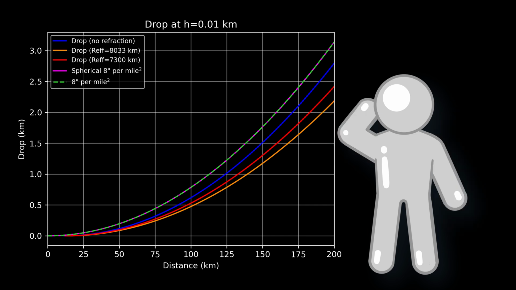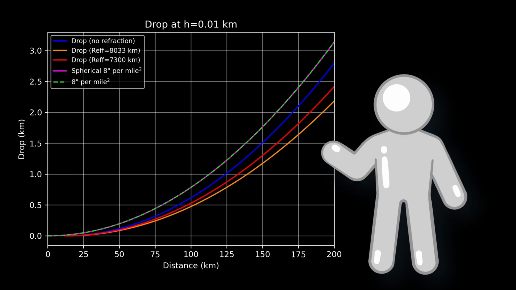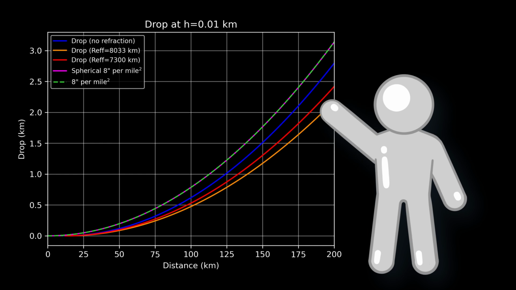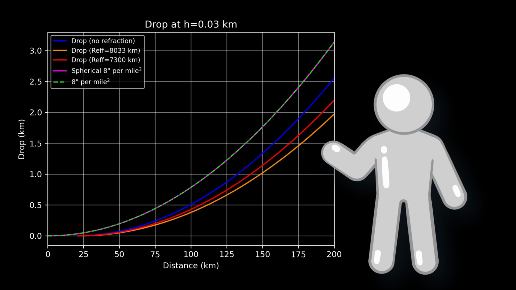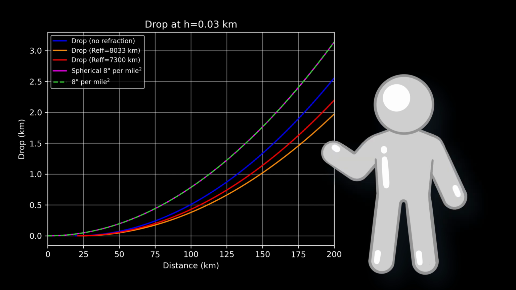The internet states that typical values for the effective radius can vary and could easily be 7,300 kilometers, for example. And in that case, the 8" per mile squared equation would overestimate the drop by 255 meters, a bit less. I want you to realize that this all happens when your eye level is at just 10 meters. If you were standing at 30 meters, the overestimation of the 8" per mile squared equation would be between 350 and 410 meters at 100 kilometers distance.